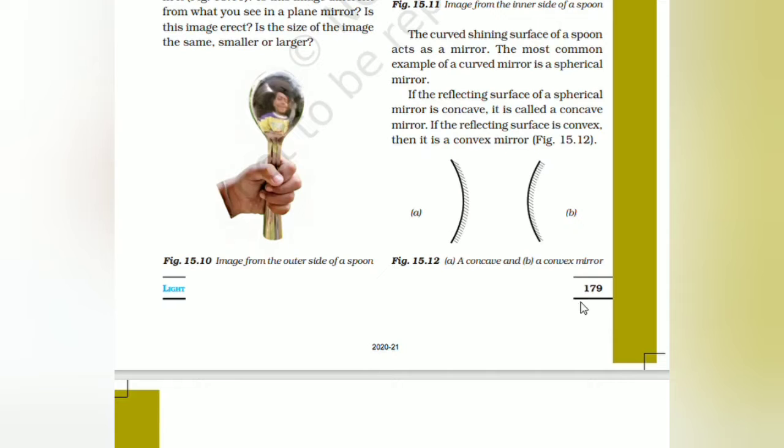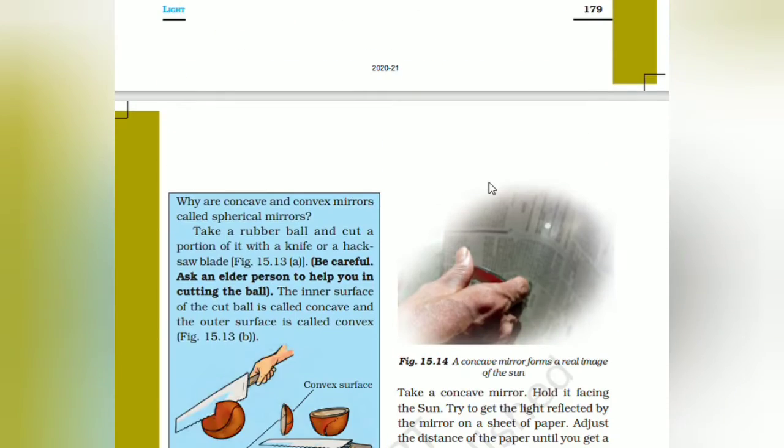Here, it is curved. This curved surface is focused inward, while this one is focused outwards.